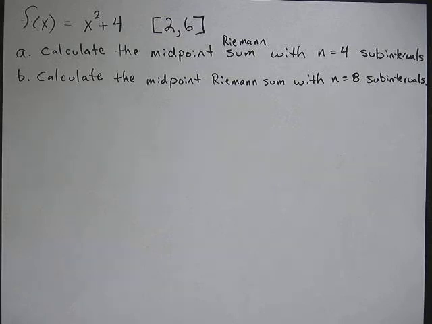In this problem, we're given the function f of x equals x squared plus 4 on the interval 2 to 6. We're asked to calculate the midpoint Riemann sum with n equals 4 subintervals, and then calculate the midpoint Riemann sum with n equals 8 subintervals.